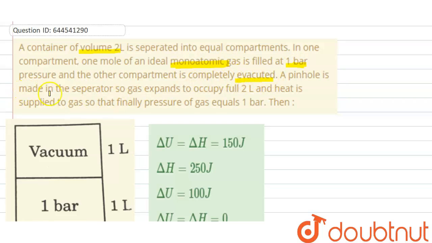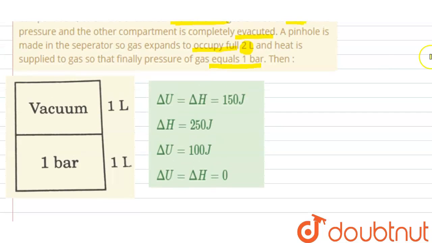A pinhole is made in the separator so gas expands to occupy the full 2 liter and heat is supplied to the gas so that the final pressure of the gas is equal to 1 bar. Then we need to find out the internal energy change and the enthalpy change. So this is the representation of the case given.